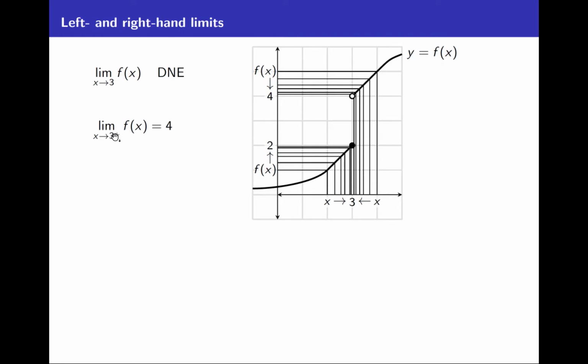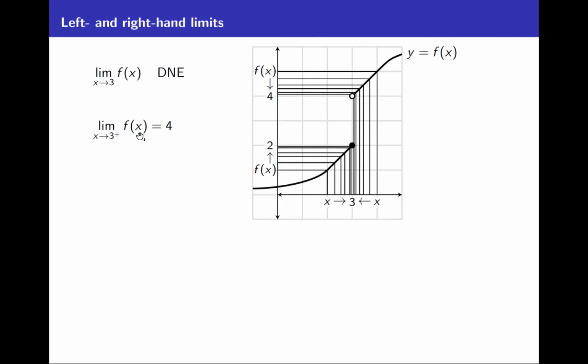In this notation, there's a superscript of plus next to the 3. And we read this as the limit as x approaches 3 from the right. That superscript plus means that you are insisting that x approach 3 from the right. We read this as the limit as x approaches 3 from the right of f of x.